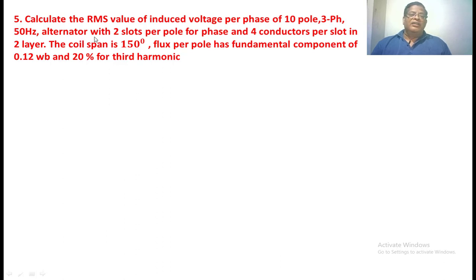Fifth numerical. Calculate the RMS value of induced voltage per phase of a 10 pole, 3 phase, 50 Hz alternator with 2 slots per pole per phase and 4 conductors per slot in a 2 layer winding. The coil span is given as 150 degrees. The flux per pole has a fundamental component of 0.12 Webers and 20% third harmonic.